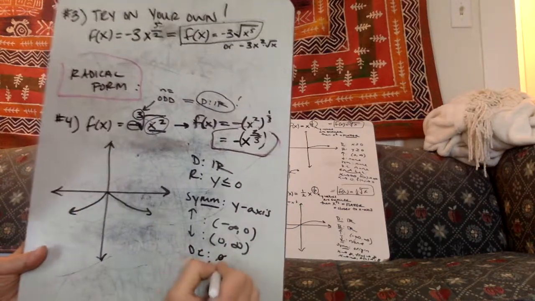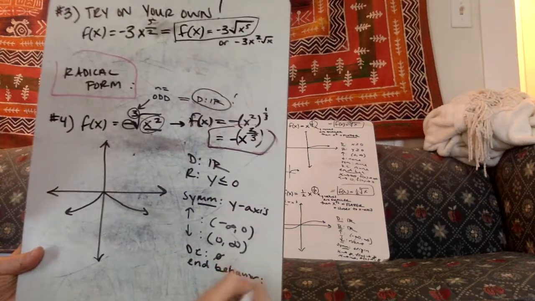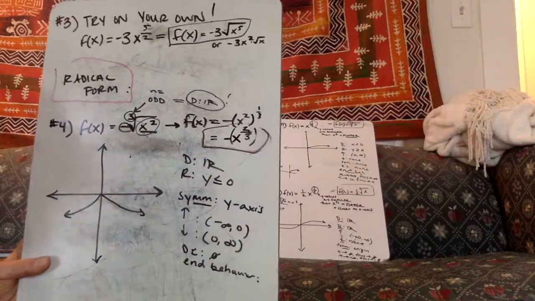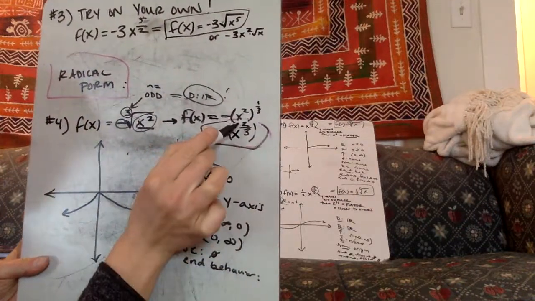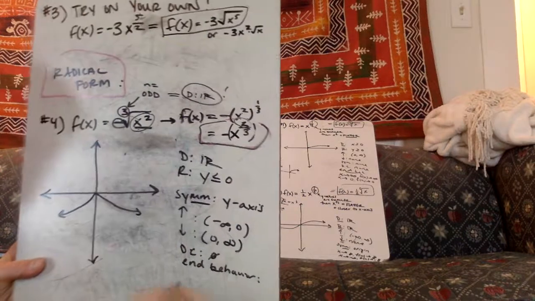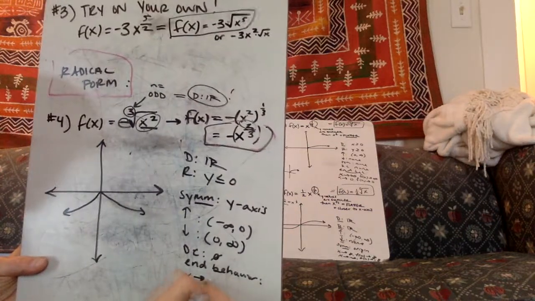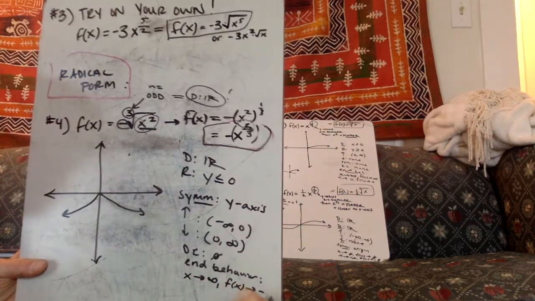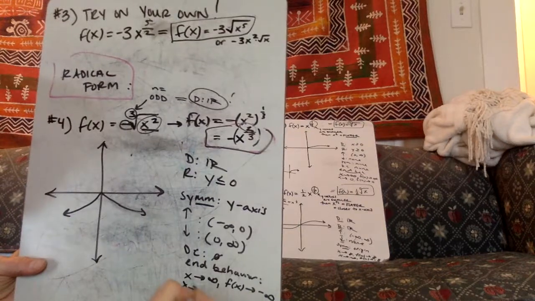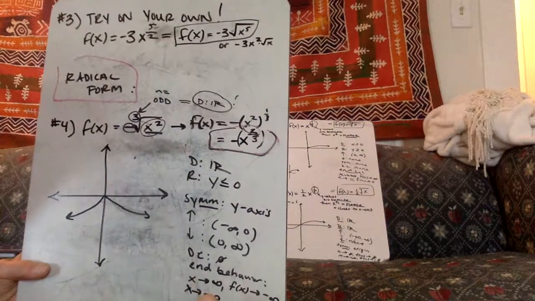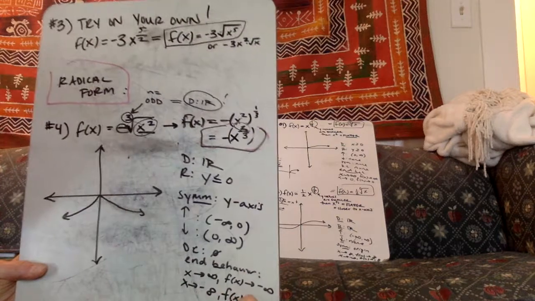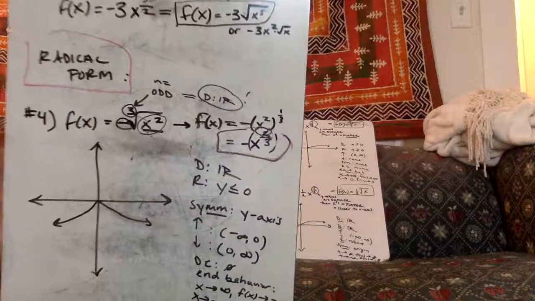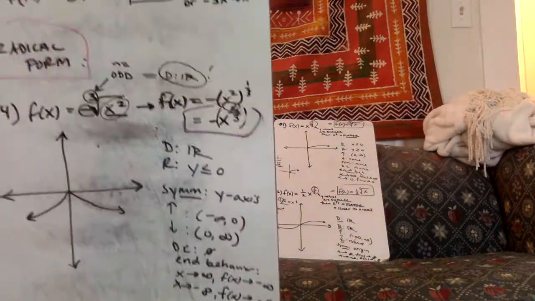And then my end behavior here, because I have a negative coefficient and an even exponent, as x approaches infinity, f of x approaches negative infinity. And as x approaches negative infinity here, f of x approaches negative infinity. So following those rules and looking at the powers that x is being raised to, that would be how I would come up with that graph.